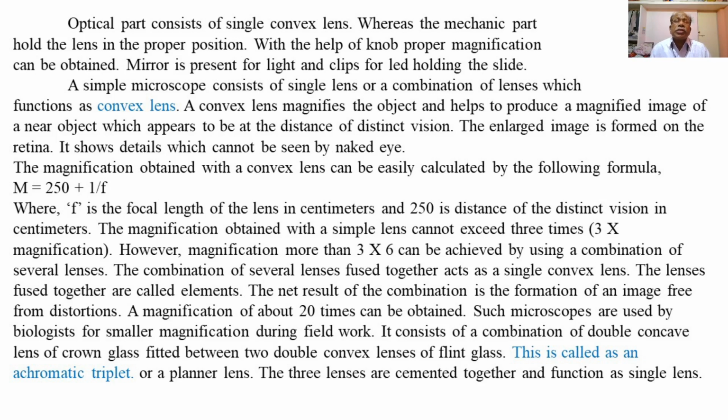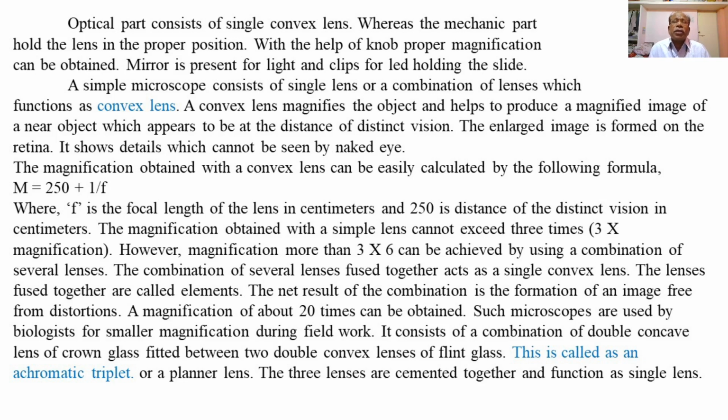A simple microscope consists of a single lens or a combination of lenses which functions as a convex lens. A convex lens magnifies the object and helps to produce a magnified image of a near object, which appears to be at the distance of distinct vision. The enlarged image is formed on the retina. It shows details which cannot be seen by the naked eye.